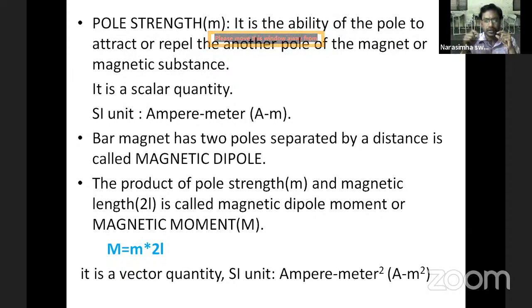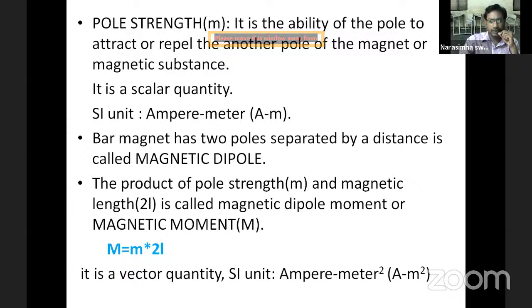That is indicated with 2L. From the center, on the right side, for example the north side, the distance is L, and from the center on the left side, for example the south one, it is L. So the total distance between the two poles is 2L. The product of pole strength and the magnetic length 2L gives the magnetic moment of the magnet.